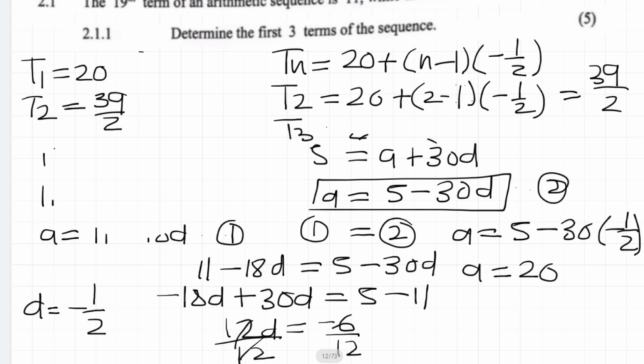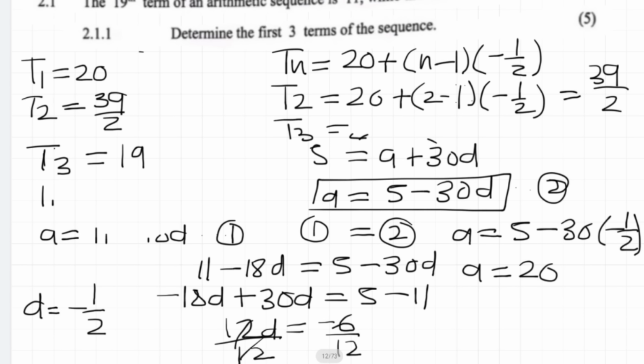I'm going to do the same thing for term number 3. We substitute 3 there. So for term number 3, you're going to get 19. Those are the first 3 terms of the sequence.